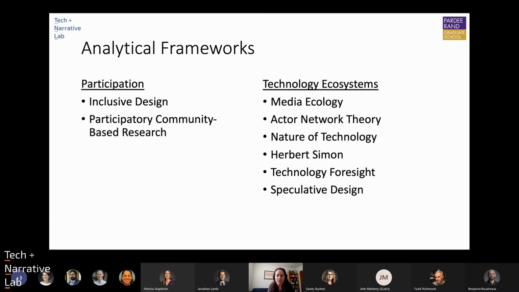And then on the right side, we have listed some other analytical frameworks related to technology. I'm going to go into a little more detail in a later slide about a particular framework from media ecology that we think is particularly useful. But Jonathan, I don't know if you wanted to quickly talk through these other analytical frameworks listed here under technology ecosystems. Sure, yeah.